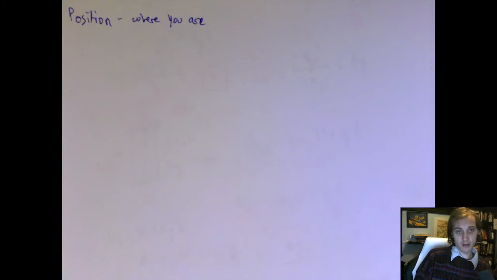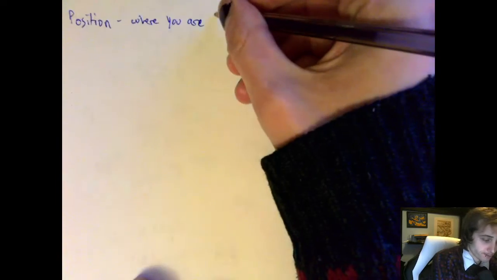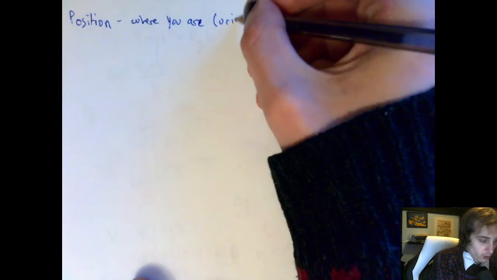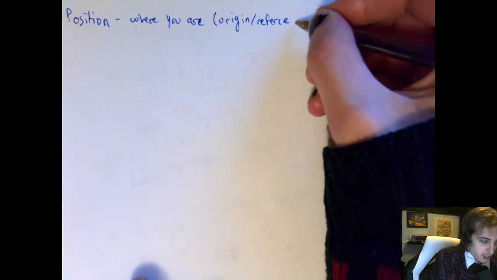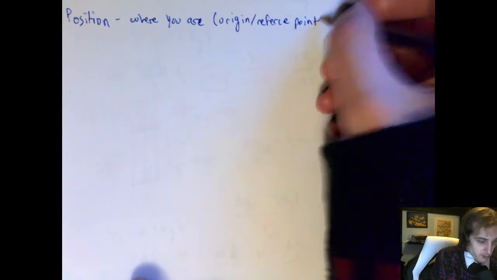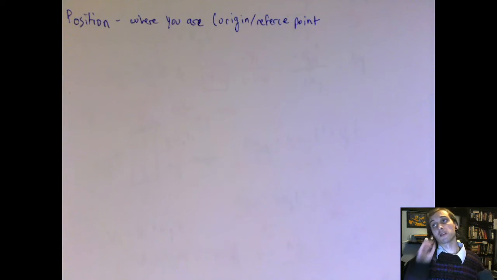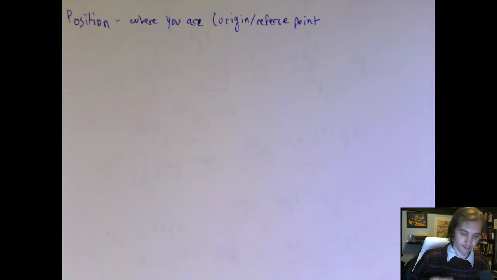If I just tell you that I'm 5 meters away, from what, right? That's not actually a location. You're going to need to give a start location for things to begin off of, and that's called the origin. So your origin or your reference point is the first thing that you'll need in order to actually tell someone where something is.